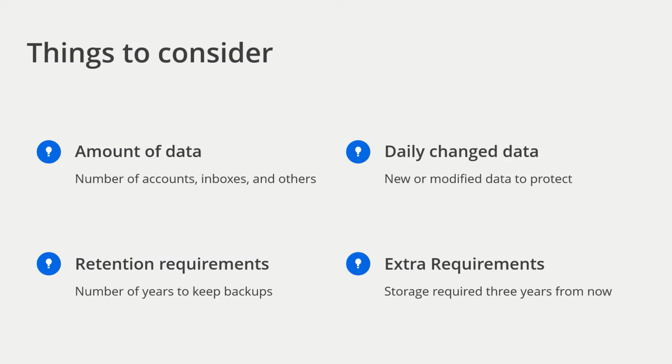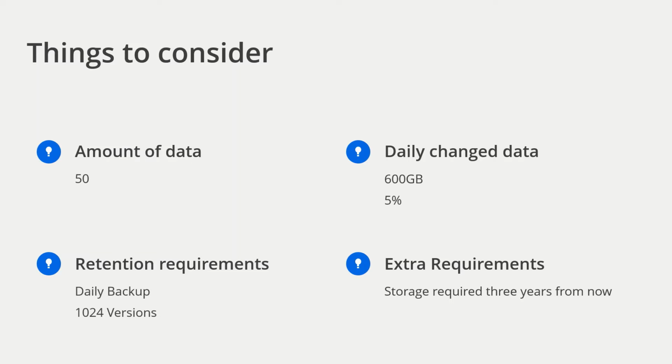So we've got a bit of an example here. Internally in Synology UK, we've got an account that needs backing up, and we have 50 users on that account, all with data that needs backing up. This covers about 600 gigabytes of data at the moment, and of course that's going to grow over time. It changes about 5% daily, so we need to take that into consideration as well. On the retention, we're going to do a daily backup, so we'll keep doing a backup once every day, and for ease, we'll keep the maximum number of versions possible, so 1024.